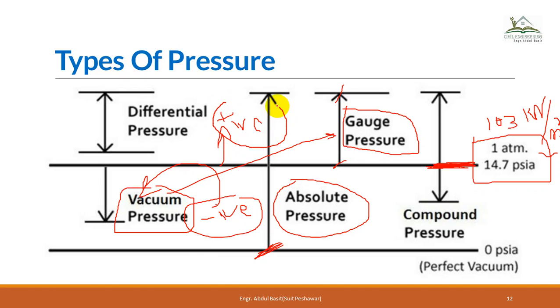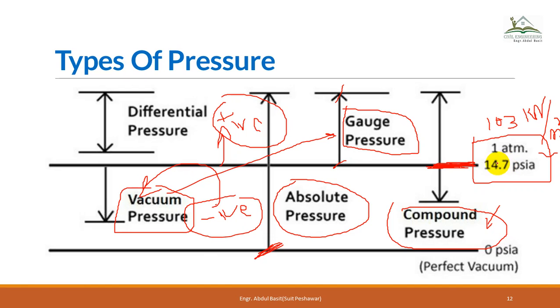Or that may be called compound pressure. Compound pressure refers to a pressure measured relative to a datum other than absolute zero and atmospheric pressure. But that other datum should be in between zero and atmospheric pressure, and should not be greater than atmospheric pressure.